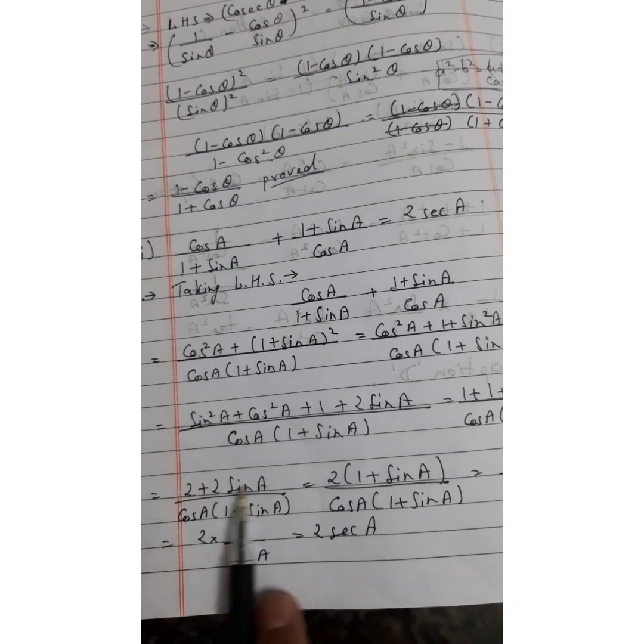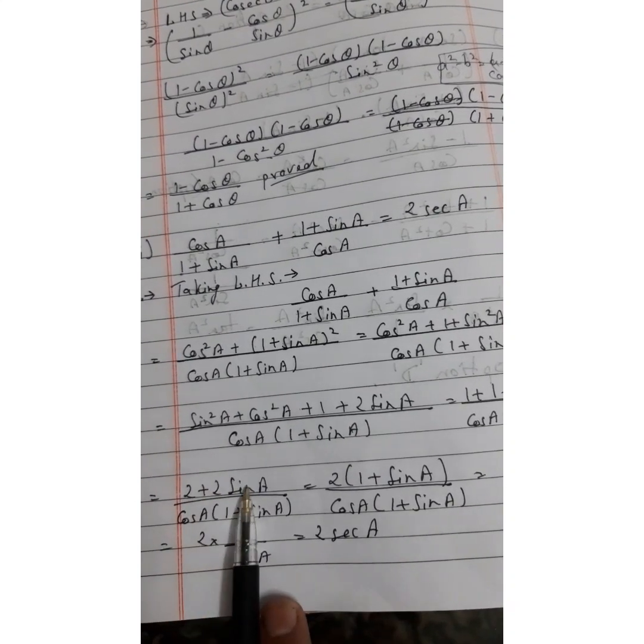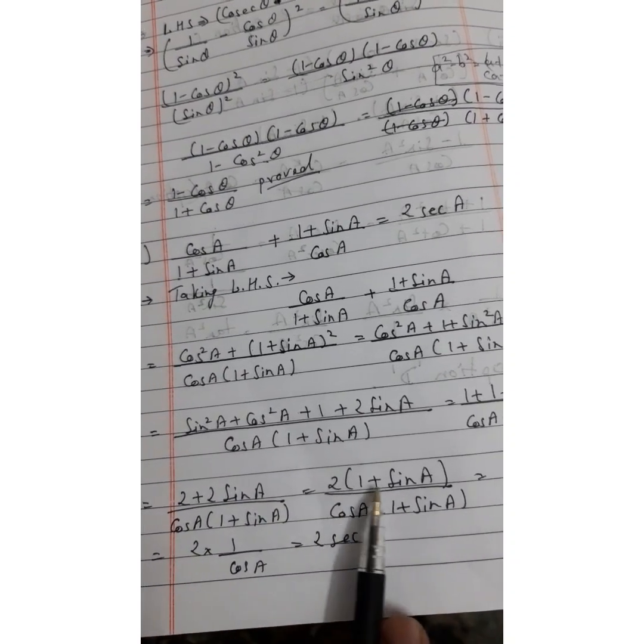What can we take common from here? We can see that we are having two terms, and 2 is common. So we can take 2 as common, and then inside the bracket it will be 1 plus sin A upon cos A into 1 plus sin A. Now we can cancel the brackets.